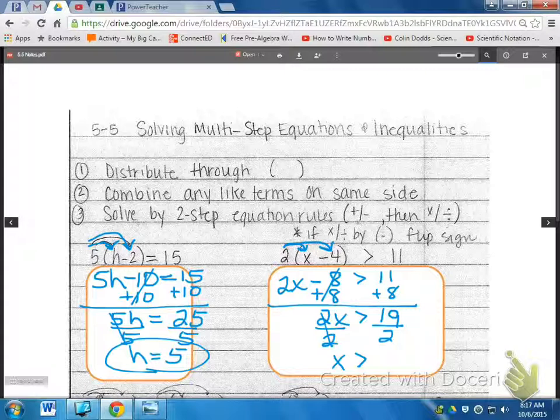How many full times does 2 go into 19? Do you know? 9, and what's left over? 1. So 9 and a half. Let's go with 9.5. Okay, any questions about that? So again, that's just adding one step to what we're used to. All right, let's go on and see some where they add a little bit more.